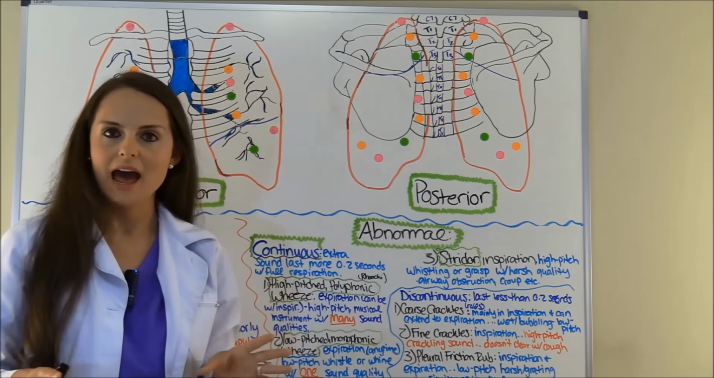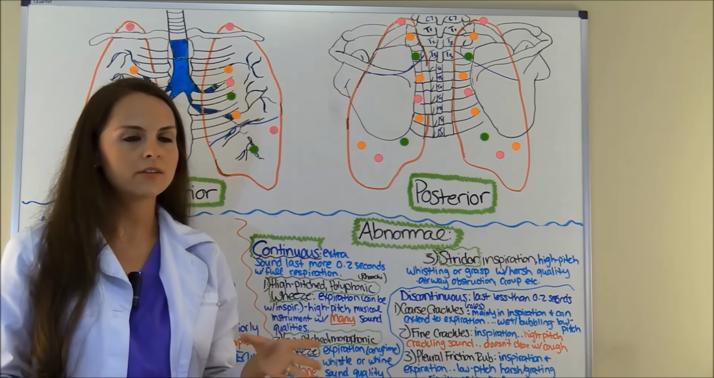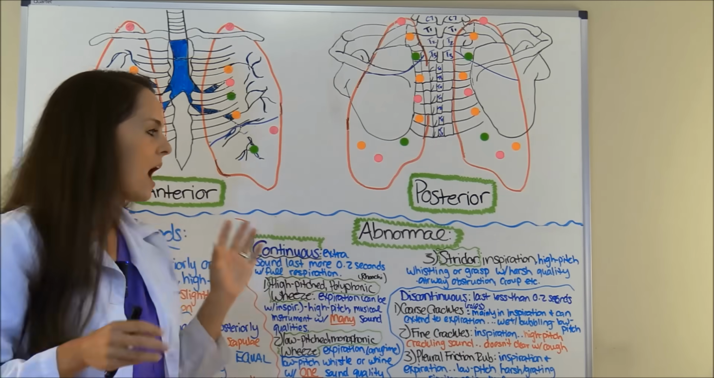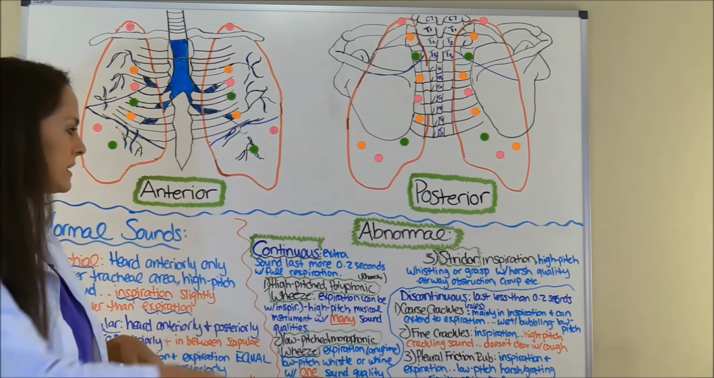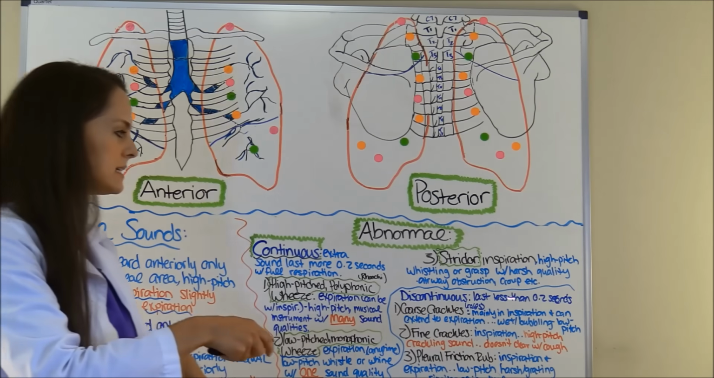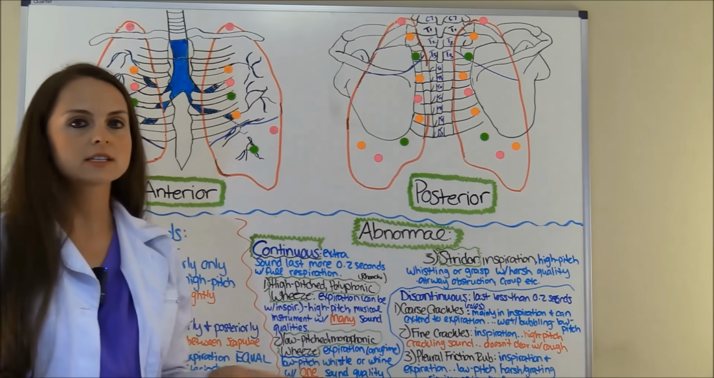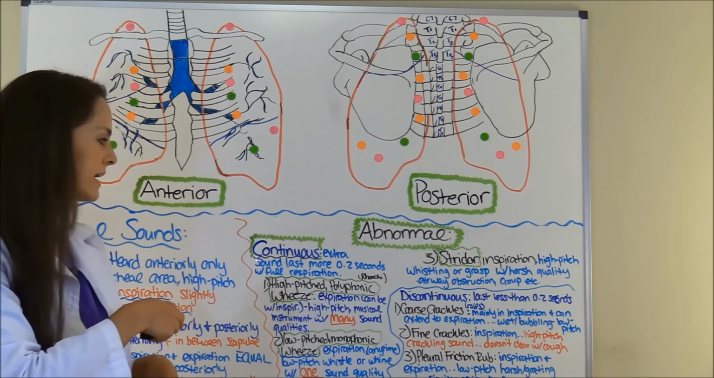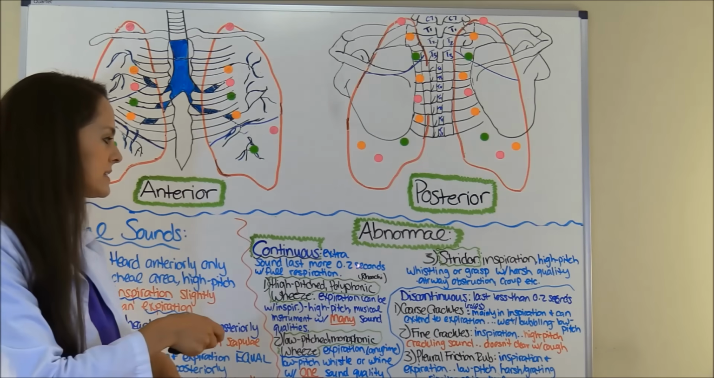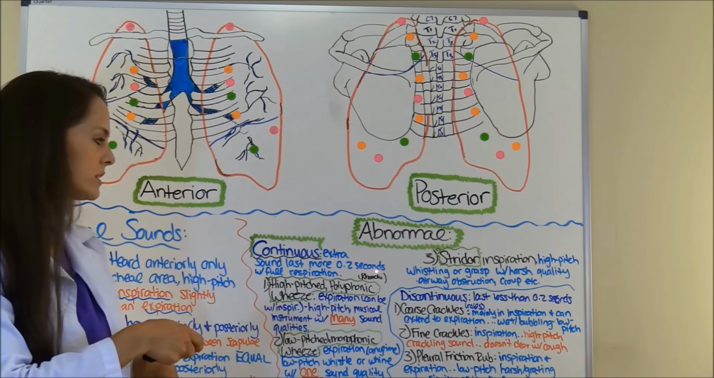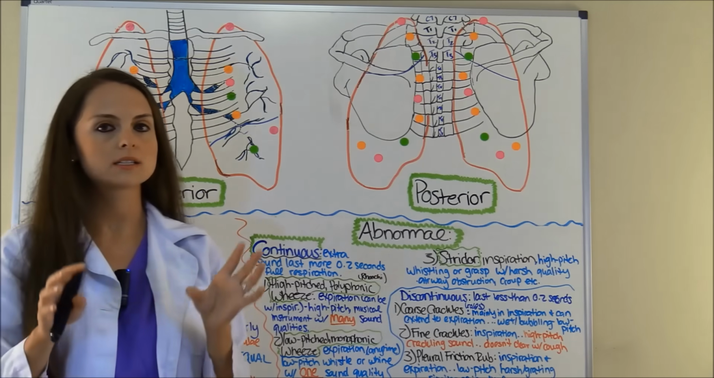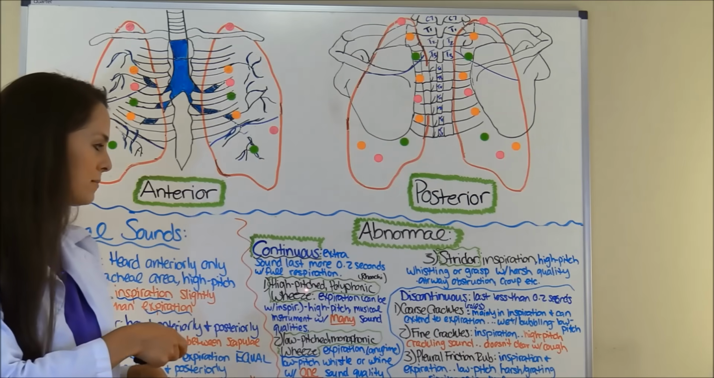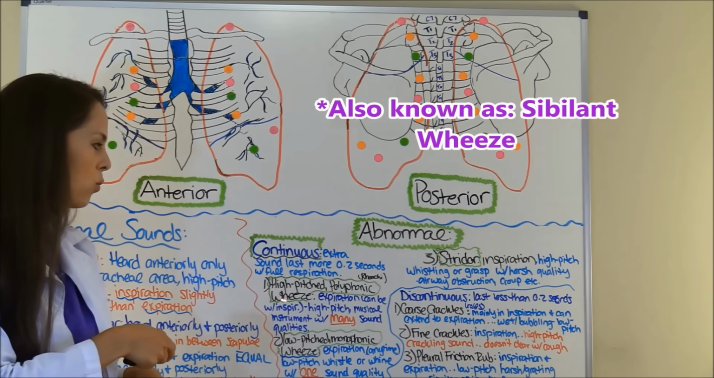Now let's talk about those abnormal breath sounds that you could hear that may be thrown in with those normal breath sounds. They are separated into continuous and discontinuous. Now first let's go over continuous. What does continuous mean? This is an extra sound that you're hearing that is lasting more than 0.2 seconds with a full respiration. The first type is called a high-pitched polyphonic wheeze.